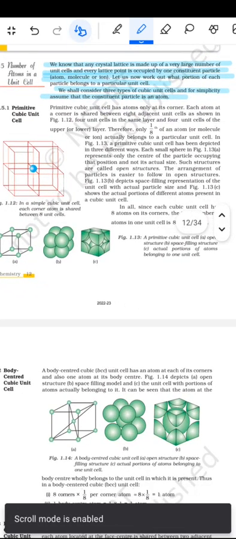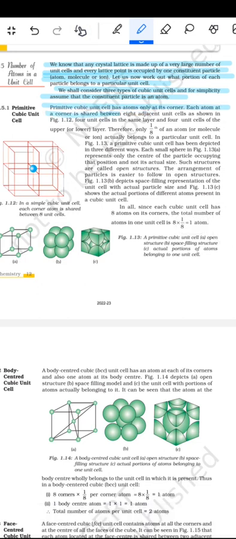So primitive cubic unit cell. It says a primitive cubic unit cell has one atom only at its corner. Each atom at a corner is shared between the 8 adjacent unit cells as shown in figure 1.12: 4 unit cells in the same layer and the 4 unit cells of the upper or lower layer. Therefore, only 1/8 of an atom or molecule or ion actually belongs to a particular unit cell.